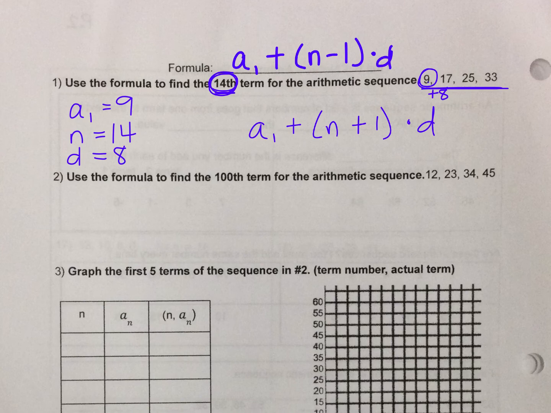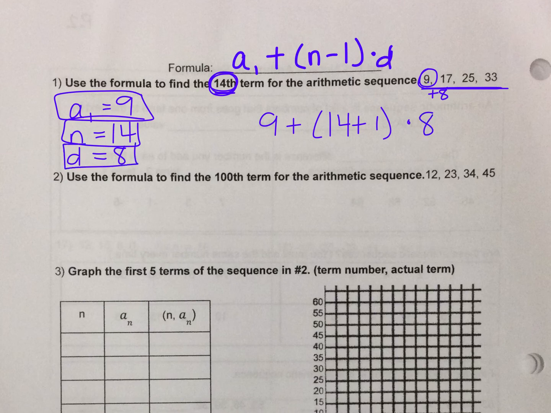So I have my formula written out. I'm going to erase the A1, and in its place, I'm going to write the number 9 from right there. Now I'm going to erase the N. In its place, I'm going to write the number 14. I'm going to erase the D, and into its place, I'm going to write an 8. So I type this directly into my calculator, and it tells me that the 14th term in this sequence is 113.